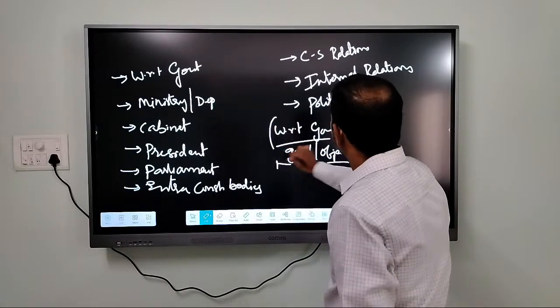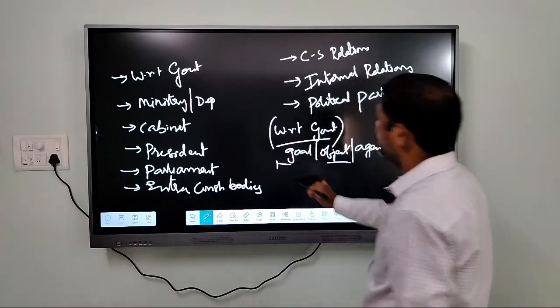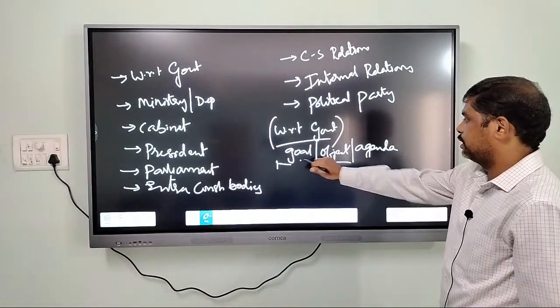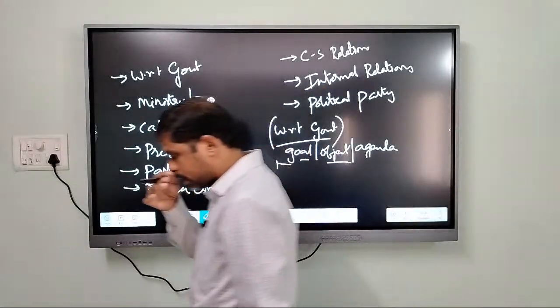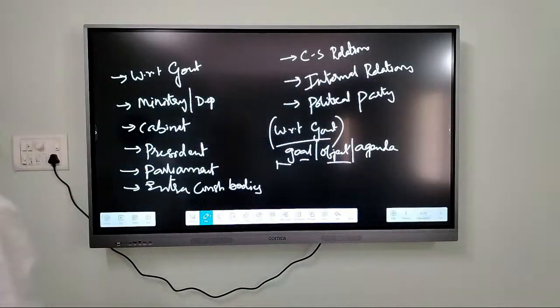Right? And the entire government works. So the Prime Minister, with respect to government, will determine the goals, objectives, agenda, and division of work among the ministers, right? Coordinating the works of different ministries, all right? So this is with respect to government.